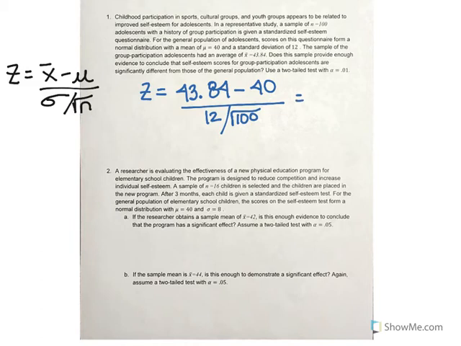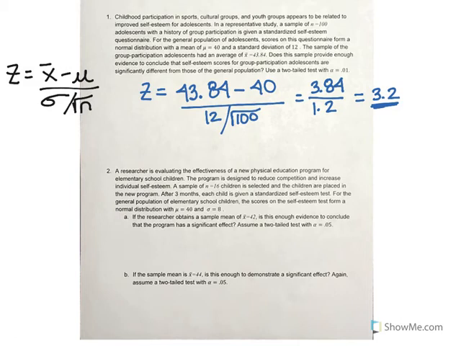So we're going to subtract. 43.84 minus 40 will give us 3.84 divided by 12 divided by the square root of 100, which we know is 10, will give us 1.2. So when you divide 3.84 by 1.2, we get 3.2. Okay, so that's the z that we're working with, 3.2.